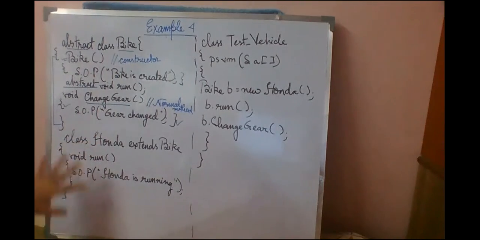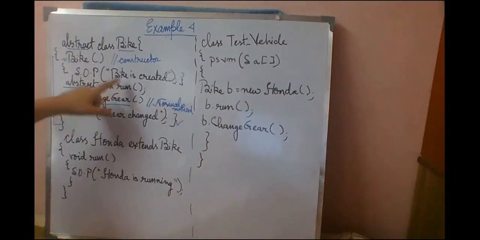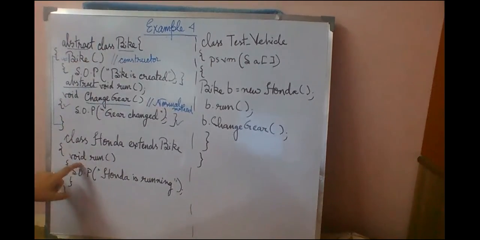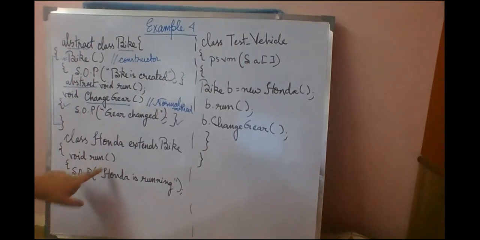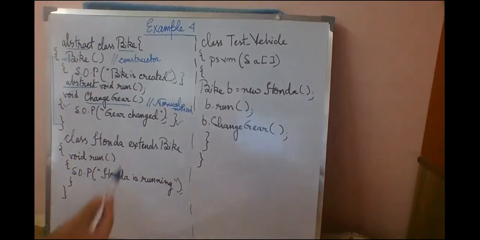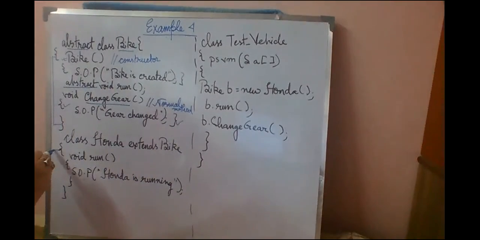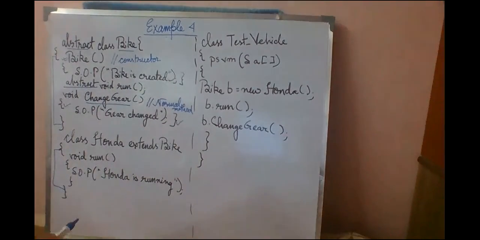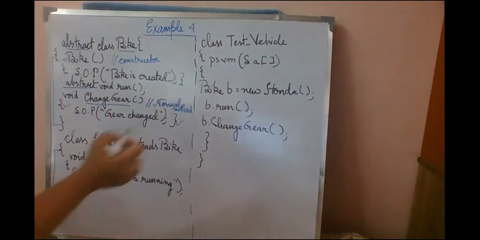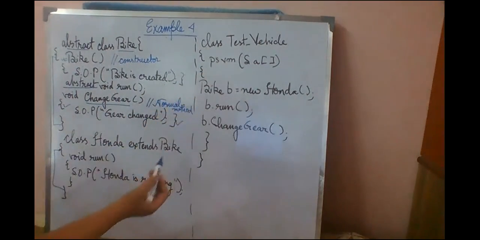But what we have to implement is the abstract method that has been declared inside the abstract class. So here we are overriding that method, void run, and inside that we are simply printing Honda is run. Next, this is the scope of the Honda class. The Honda class also ends here.